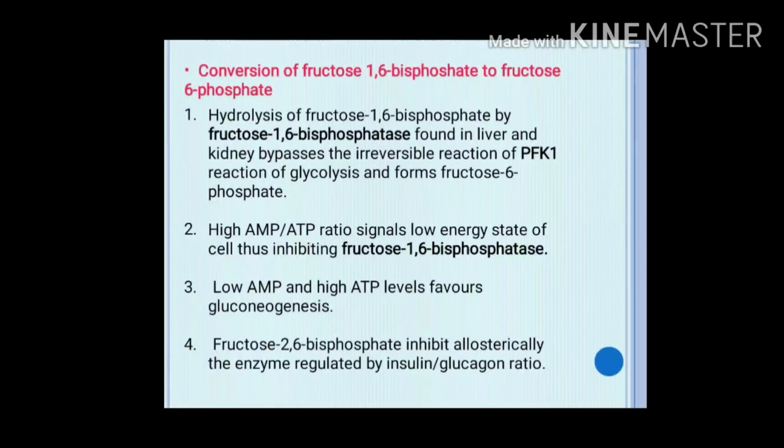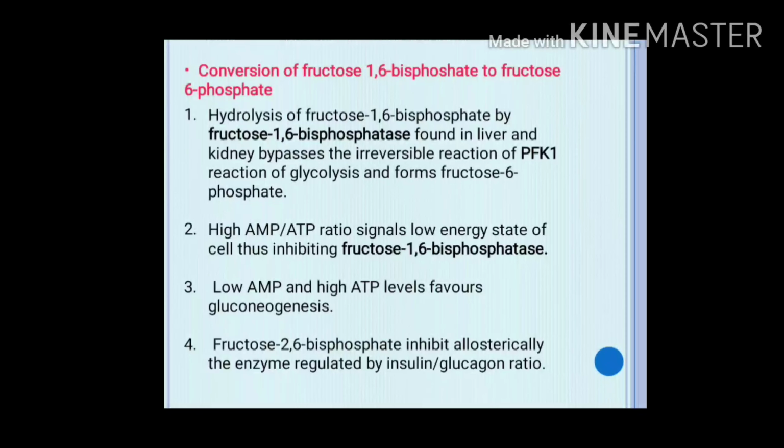High AMP to ATP ratio signals that the cell is in a low energy state, so it needs glucose, and thus it inhibits fructose 1,6 bisphosphatase. But low AMP and high ATP value will favor gluconeogenesis.